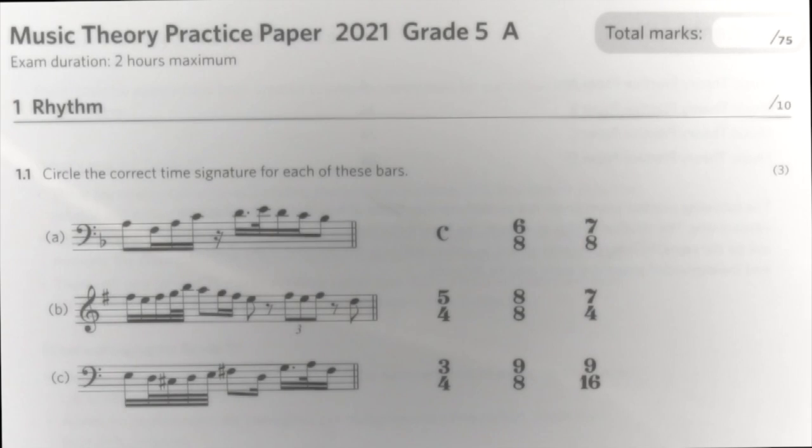Hello everyone, and this is the first video of a series of 4 dedicated to this new book just released by the ABRSM, including 4 exam papers to practice with. The first section, as ever, starts with rhythm, and in the first question we need to circle the correct time signatures of the given bars. In the first example, as options we have 4/4 common time, 6/8 or 7/8.